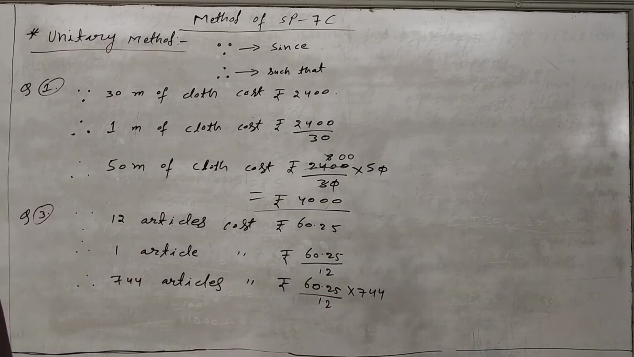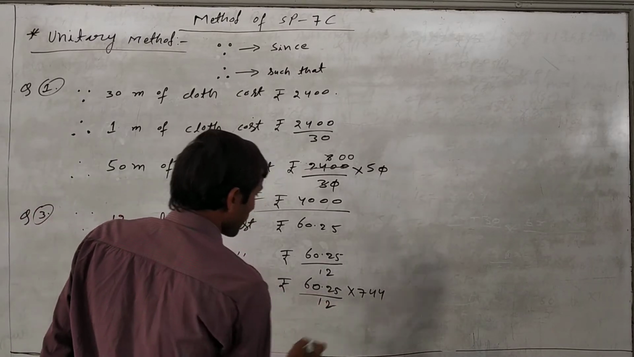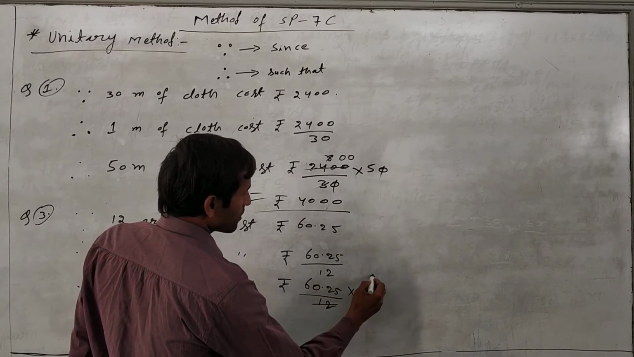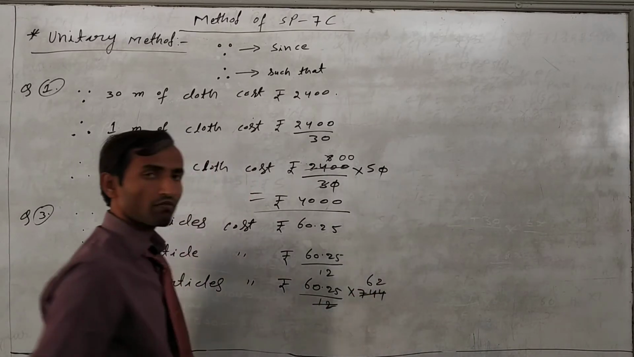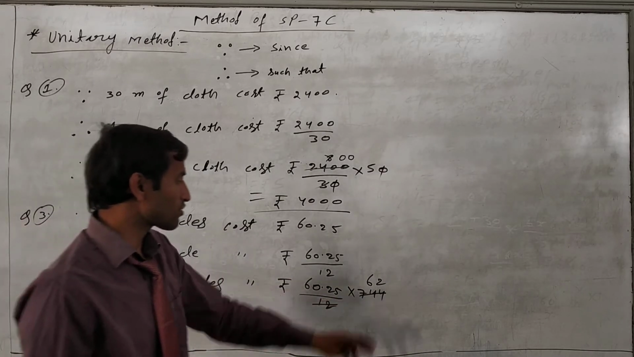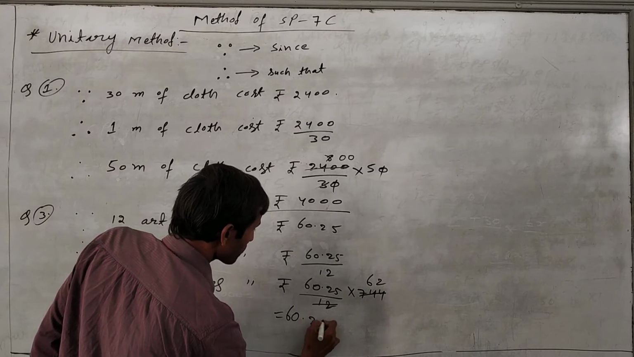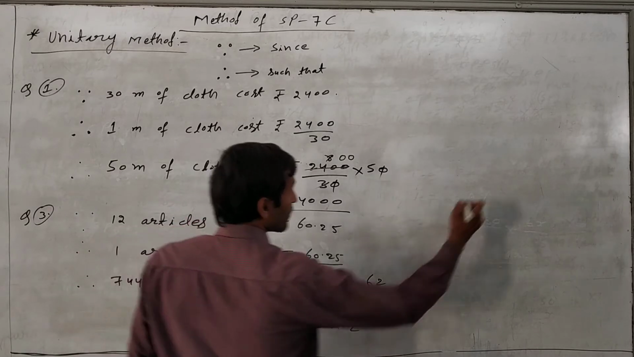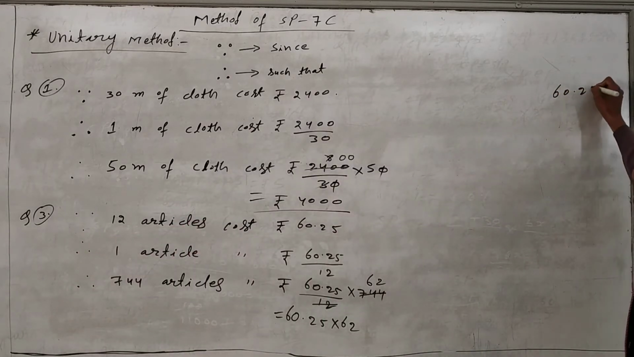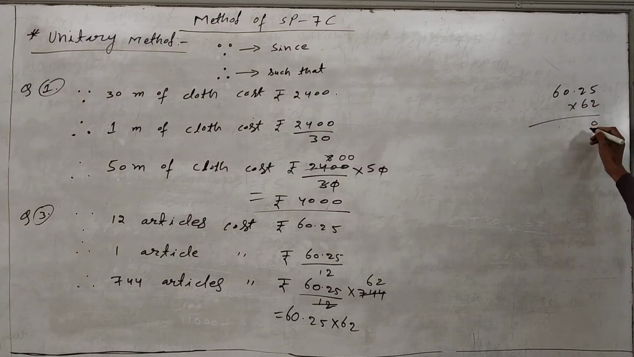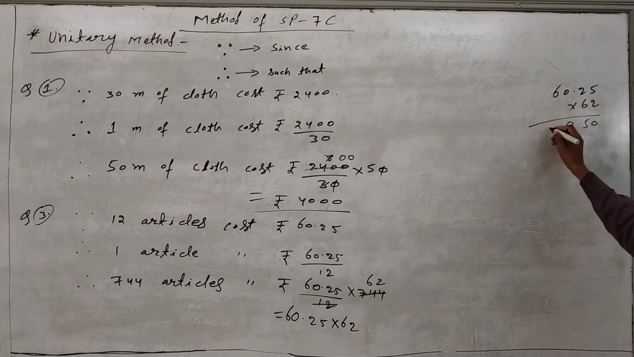Now we will do the simplification, either cancel out, then we have to multiply. By 12 you can cancel out directly: 12 six times and 12 two times, means 62 will come. Now we will multiply 60.25 into 62. So how much will come? First of all we will multiply here, 60.25 multiplied by 62. So 5 twos are 10, 2 twos are 4, 5, and this one is 0, 6 twos are 12.